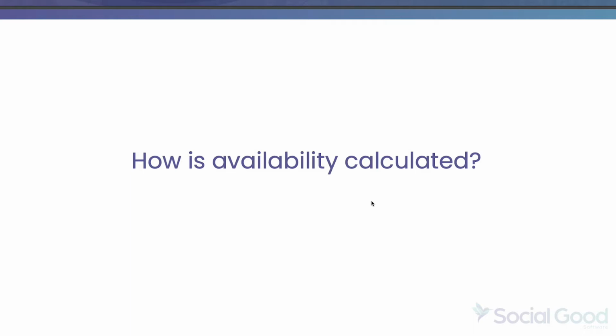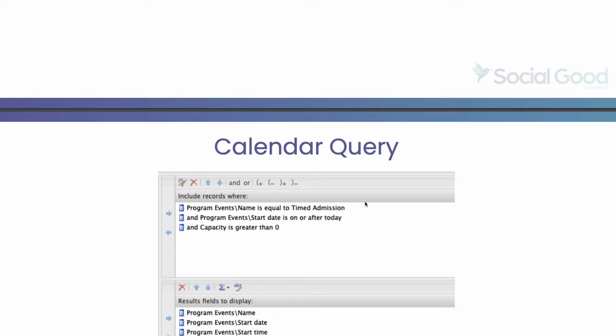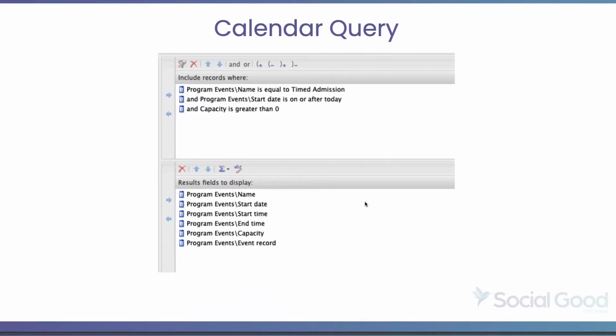We have to manually calculate this availability because Altru doesn't give us the ability to query it off of Altru itself. So we have to come up with a way for us to be able to calculate it. And what I'm going to do here is share with you how that calculation is done. So more than likely you have a calendar query already. This query here should just pretty much output all of your program's information, where the capacity is greater than 0, start date is on or after today, and it's looking at that particular program. And then these output fields are all the same here.